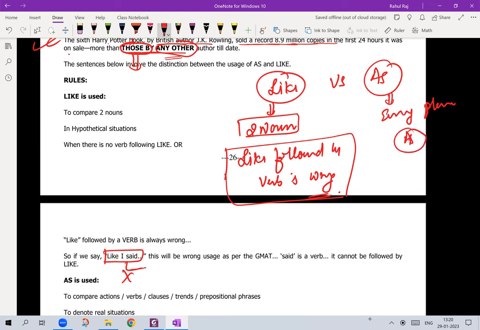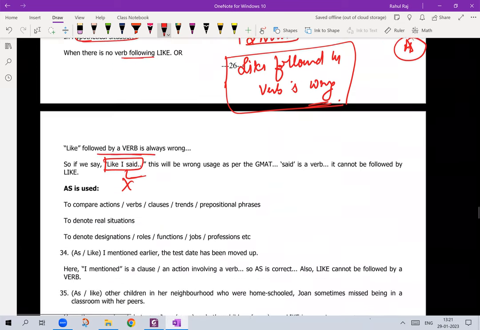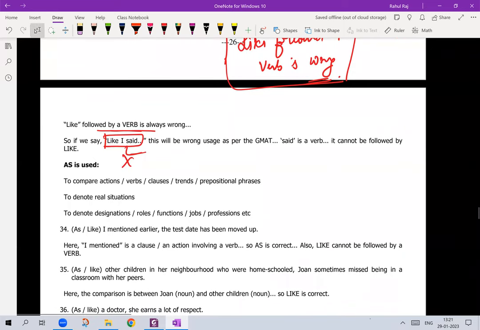Let's understand this with examples, it will be very clear. Like is used to compare two nouns, and for hypothetical situations. Like followed by a verb is always and always wrong. So "like I said" is 100% wrong and you should never say these statements. As is used to compare what? Actions. Actions are nothing but verbs. Verbs are nothing but clauses, tenses, prepositional phrases. It denotes a real situation.